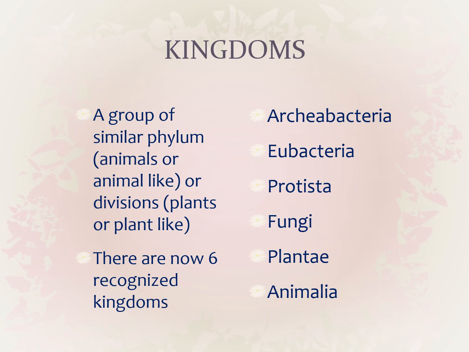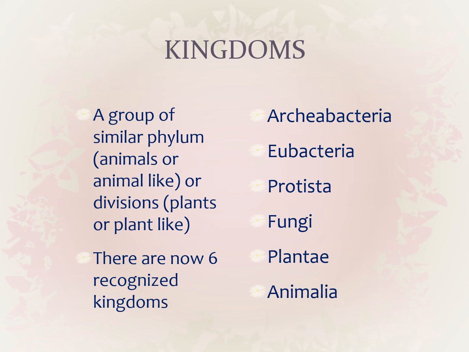And like I mentioned, when we talk about kingdoms, kingdoms are a group of phylum or divisions that are similar. And there are now 6 recognized kingdoms. We have kingdom Archaeobacteria, kingdom Eubacteria, kingdom Protista, kingdom Fungi, kingdom Planta, and kingdom Animalia. Back when I was in high school, we did not have kingdom Archaeobacteria or kingdom Eubacteria. We had what was called kingdom Monera. If you're a bacteria, you're automatically put in kingdom Monera.